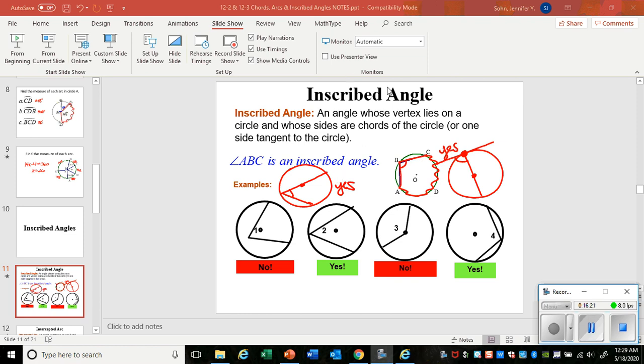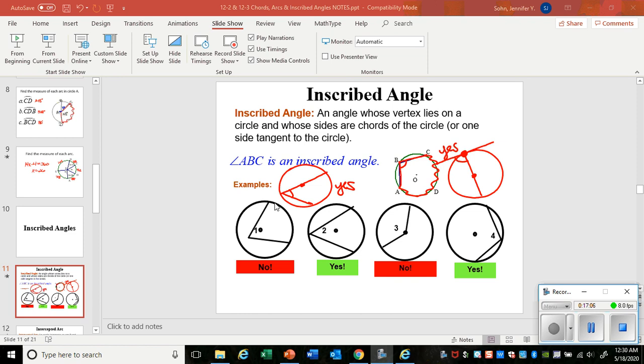So an inscribed angle means you have an angle inside the circle. But take a look. The vertex has to lie on the circle. So this is an angle, this is an angle, this is an angle, this is an angle inside of a circle. So which one is called an inscribed angle? This one is a no, because this is a vertex, this is a vertex, this is a vertex where the angle is, right? It needs to be on the circle.